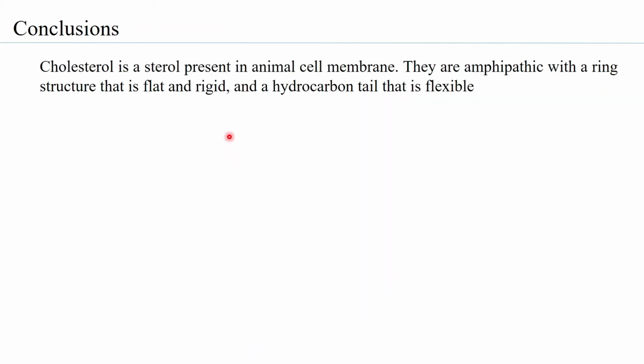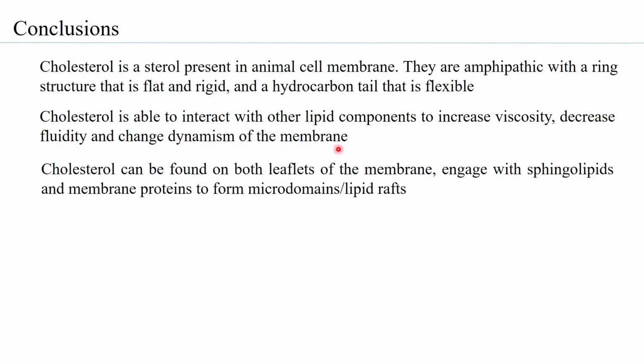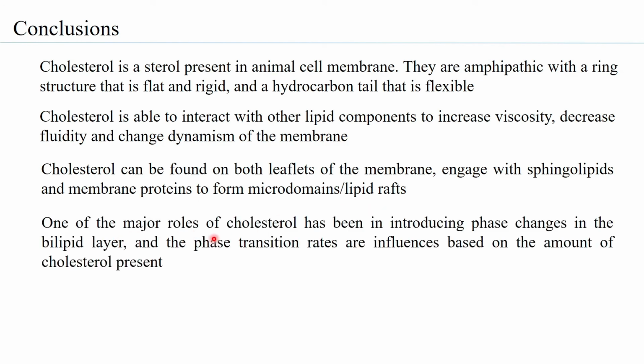So let us therefore make the conclusions. Cholesterol is a sterol present in animal cell membrane. They are amphipathic with a ring structure that is flat and rigid and a hydrocarbon tail that is flexible. Cholesterol is able to interact with other lipid components to increase viscosity, decrease fluidity, and change the dynamism of the membrane. Cholesterol can be found on both leaflets of the membrane, engaging with sphingolipids and membrane proteins to form microdomains or lipid rafts. One of the major roles of cholesterol has been in introducing phase changes in the bilipid layer.